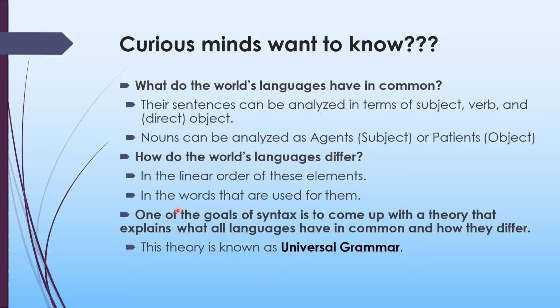So they are different through the words and the linear order. So one of the goals of syntax is to come up with a theory that explains what all languages have in common and how they differ. So in order to explain the differences and similarities, we have this universal grammar. We have many things in common, and those common issues are referred to under universal grammar. So by referring to those, we can identify and understand those.